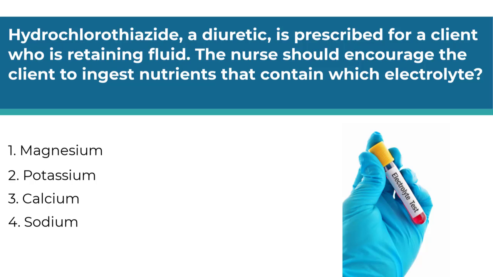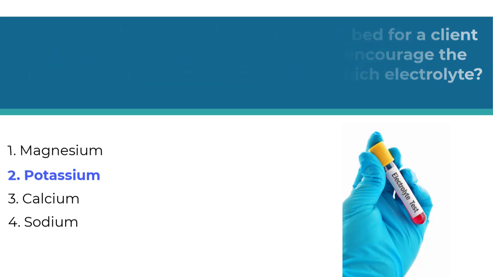This is an application question in the implementation phase of the nursing process. To answer this question, you need to apply your knowledge of how most diuretics affect the renal mechanisms for tubular secretions and reabsorption of electrolytes. Read through the answers and pick the electrolyte that will need to be increased. Number 1, magnesium. Number 2, potassium. Number 3, calcium. Number 4, sodium. The correct answer is number 2. This was a pretty easy one to get you started, but we're going to get a little bit harder after this.